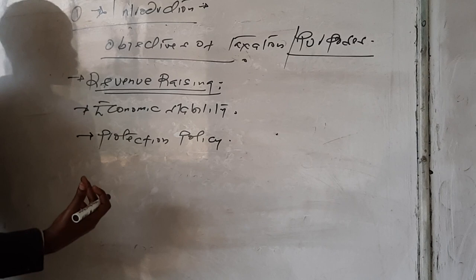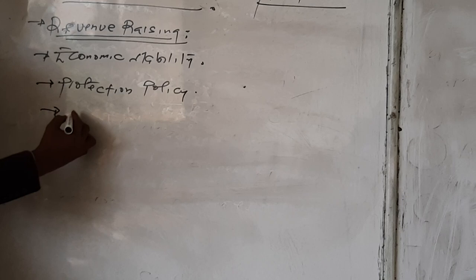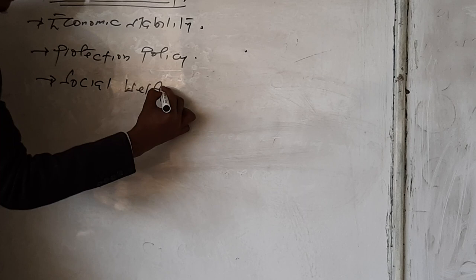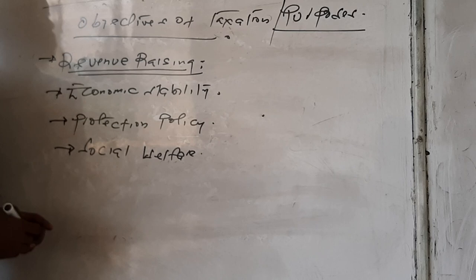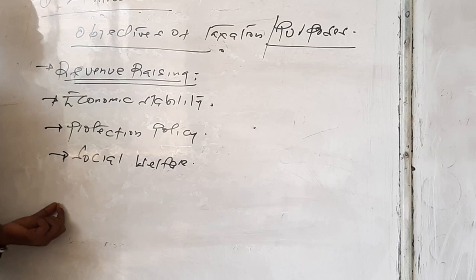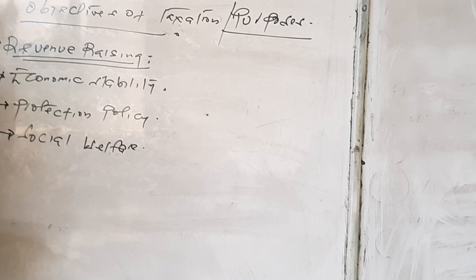So the fourth objective here is social welfare. Some commodities, such as wine, alcoholic drinks, tobacco, cigarettes, etc., are harmful to human health, of course. So to discourage wide consumption of these harmful commodities, taxes are imposed to make them more expensive and therefore out of reach of as many people as possible.